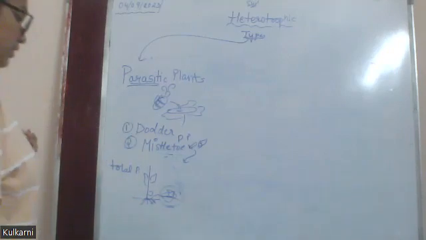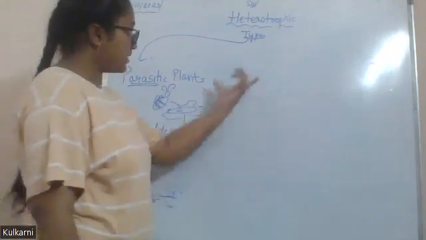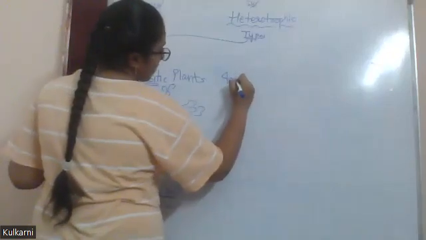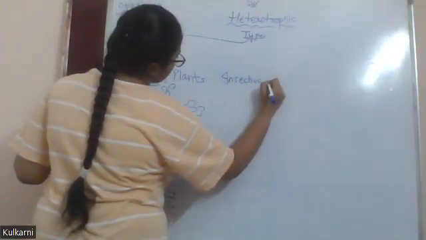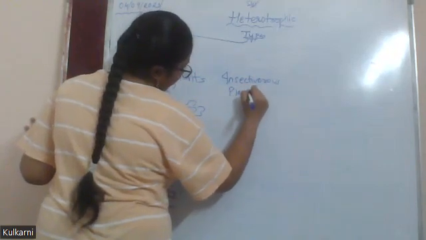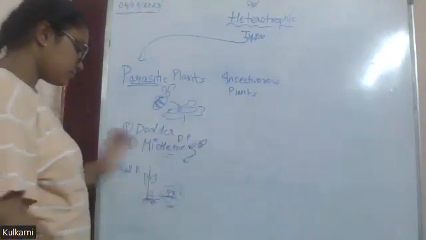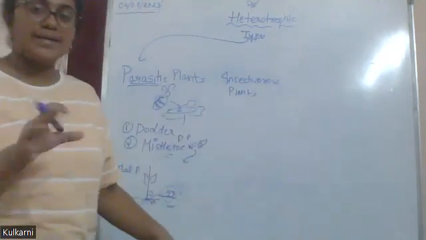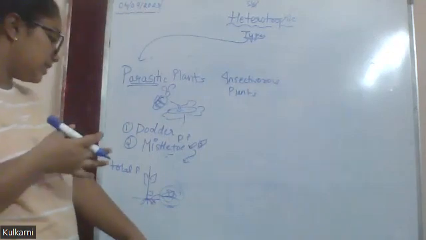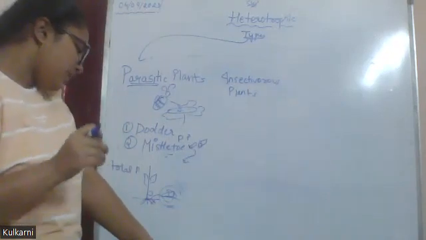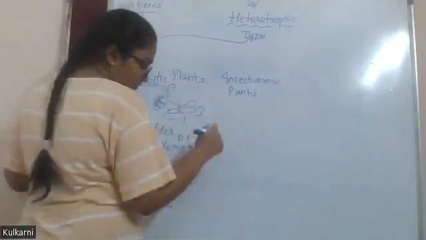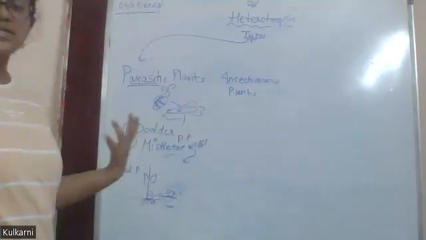Okay, now coming to the second one, insectivorous plants. With the name only we can understand. Insectivorous means eating insects. Insectivorous plants are the plants which get their nutrition by trapping and digesting insects. These plants are called insectivorous plants. They use modified structures. I will give you an example of the pitcher plant or the Venus flytrap.